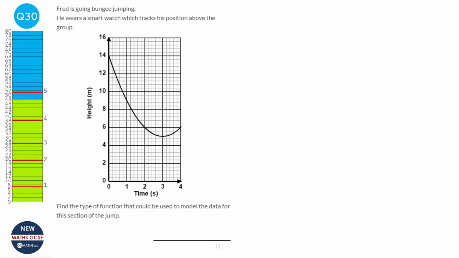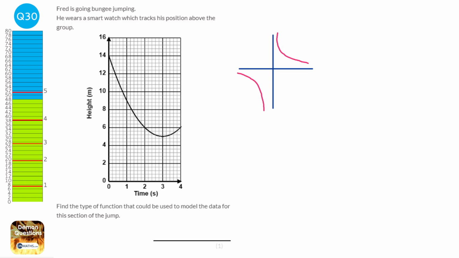So for this question, we need to understand the different types of graphs from different functions. So if we have a reciprocal graph, it looks something like this and like this. It could be the other way around, and it could be distorted, but it basically goes down to a point along here.